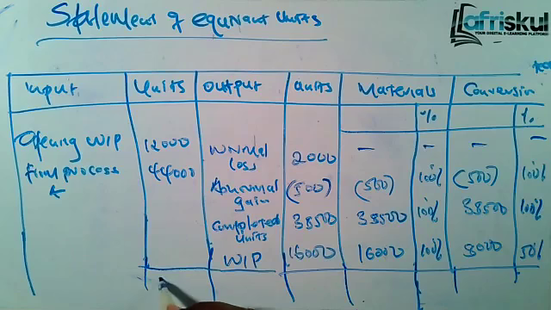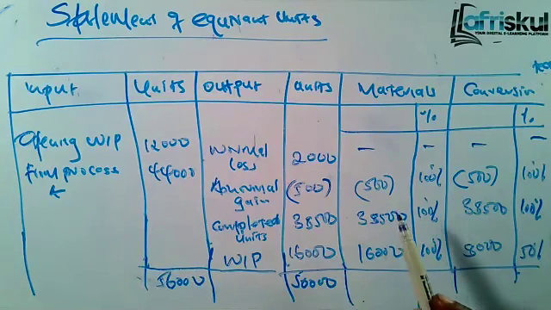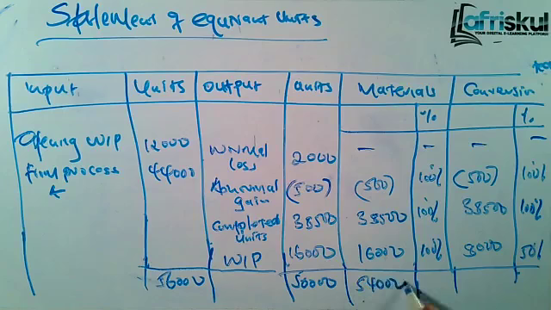So here we have 56,000, which should always balance with this output, 56,000. So minus 500 plus 38,500 plus 16,000, that one will give us 54,000. Minus 500 plus 38,500 plus 8,000, that one will give us 46,000.